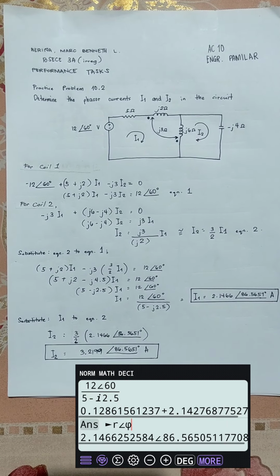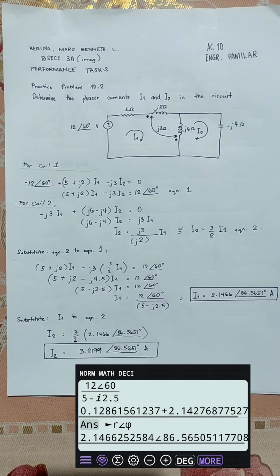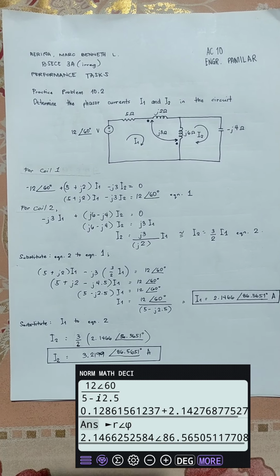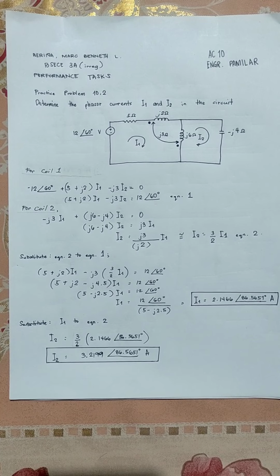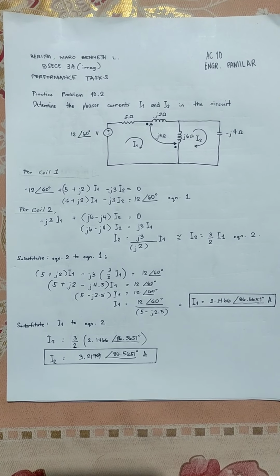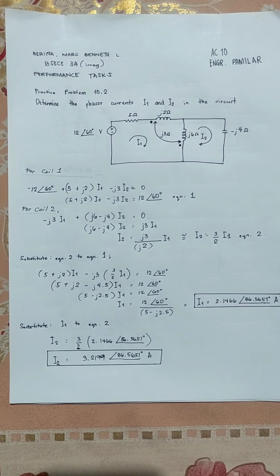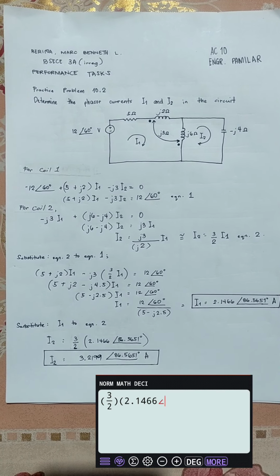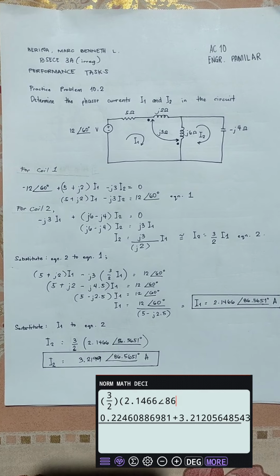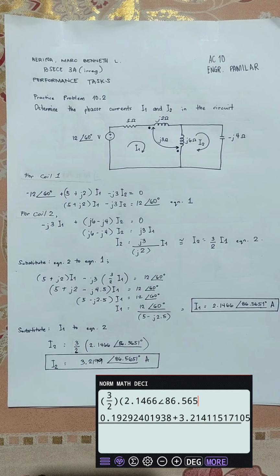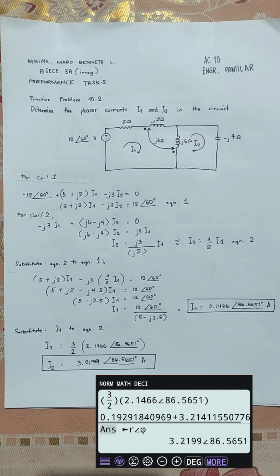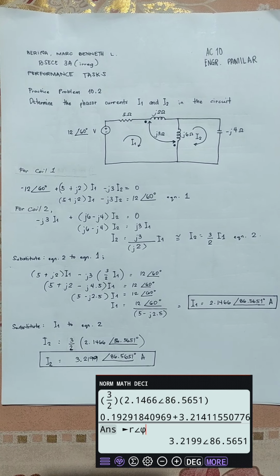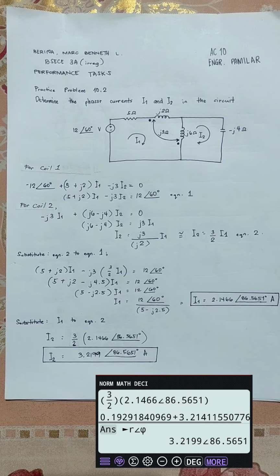Our I1 will arrive at 2.1466∠86.5651° ampere. Now, we will substitute I1 into equation 2 to get our I2. 3 over 2 times 2.1466∠86.5651 degrees is equal to 3.2199∠86.5651° ampere for the value of I2.